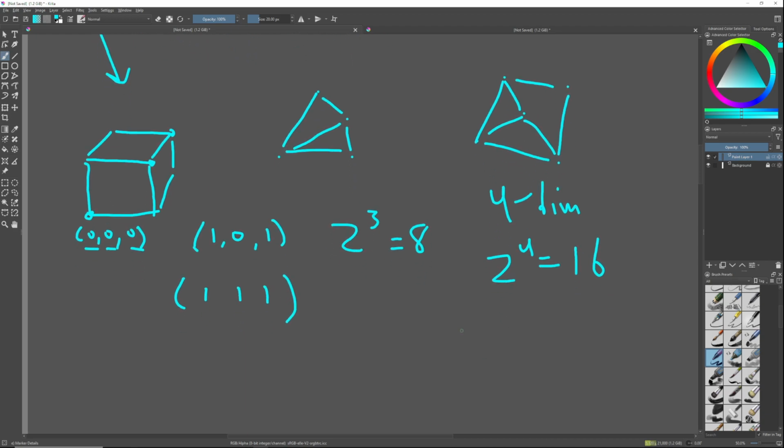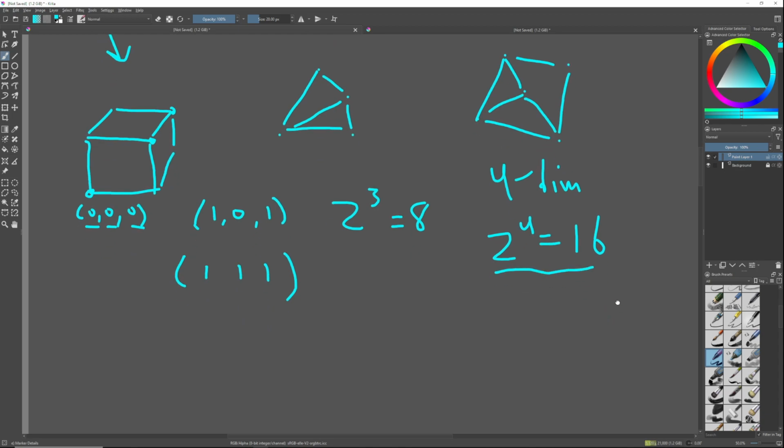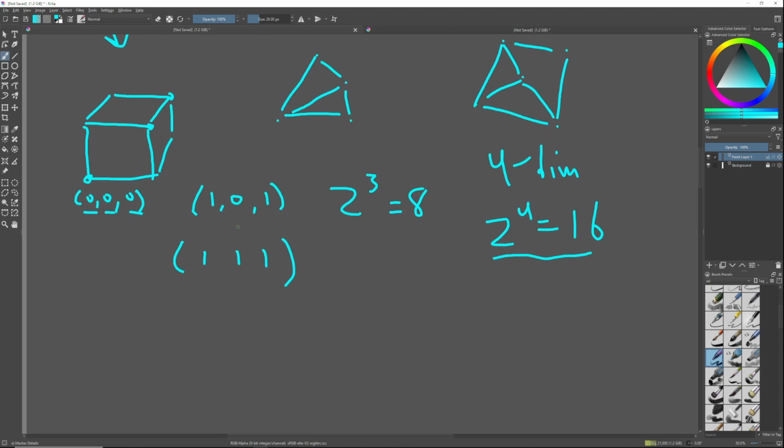So to figure out how the edges connect, what you do is you compare vertices, and whenever they differ in only one of these slots, then they're connected. If one and only one, then they will be connected. You can think about the cube and how that works out. Anytime you go from one vertex to another, you're changing one of these slots in these 1s and 0s.